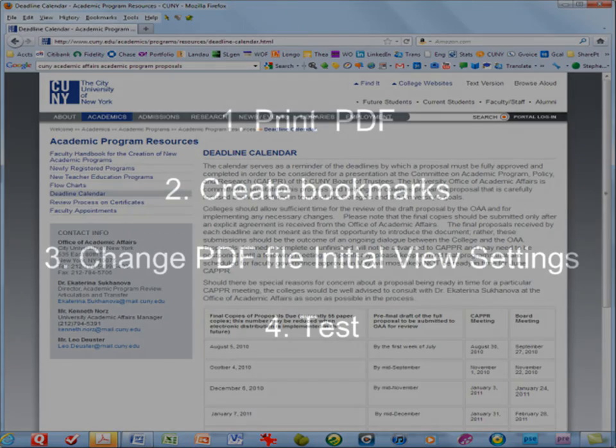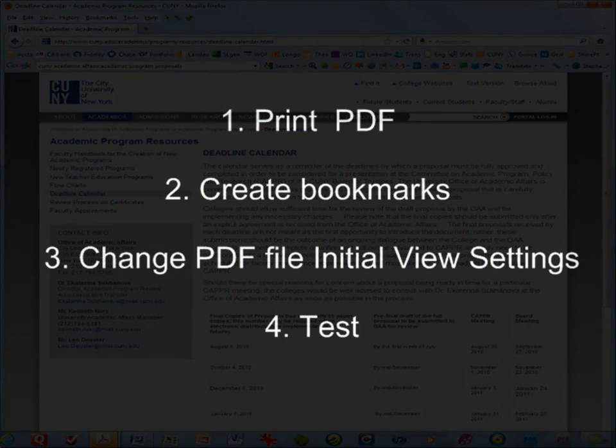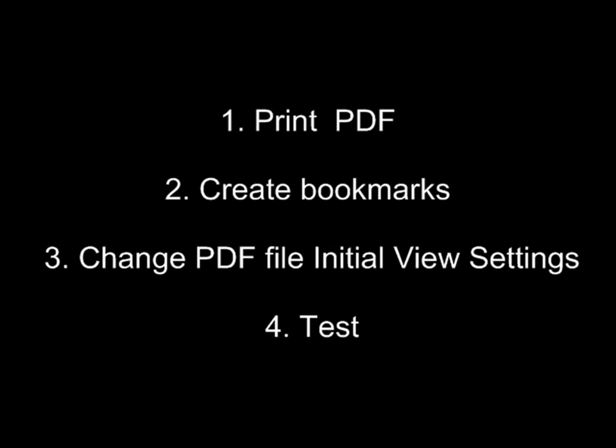So the methodology described here essentially consists of 4 steps. First, using your word processor, print the completed academic proposal document as a PDF file. This creates the PDF document. Second, using Adobe Acrobat Pro, create bookmarks. Third, also using Adobe Acrobat Pro, modify the initial view settings for the PDF document and save the file with the bookmarks and with those view settings.